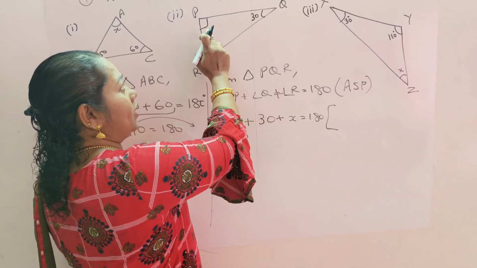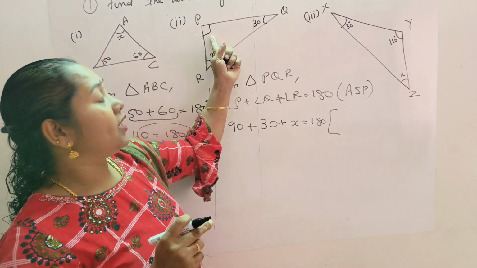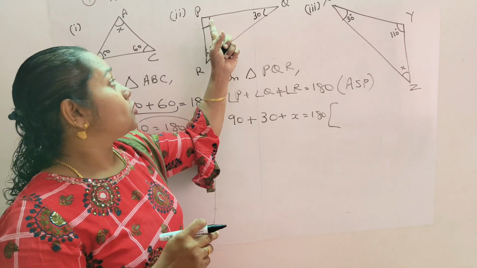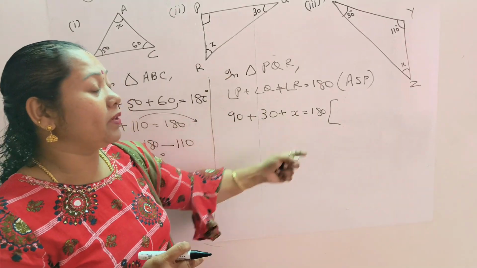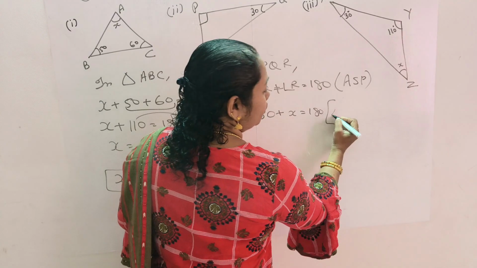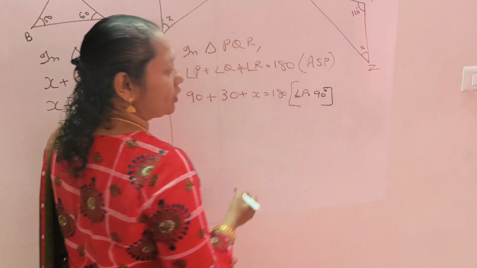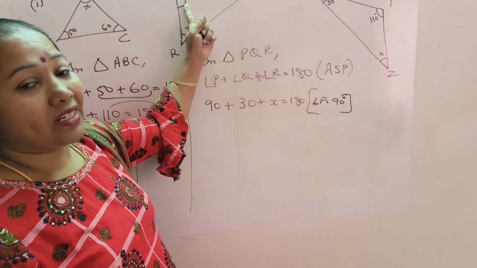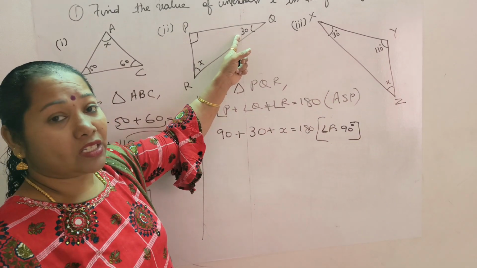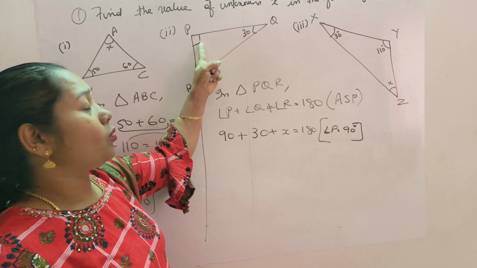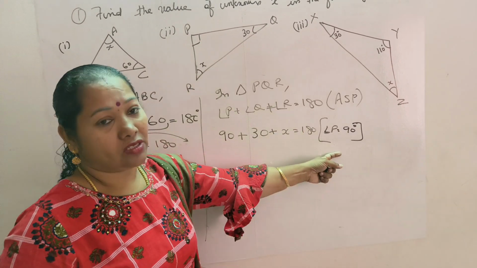But in this question, the angle degree measure is not mentioned here. So hence we have to write the reason. That is, angle P is equal to 90 degrees. You have to write this here because it's not mentioned in the question. It is mentioned as 30 degrees, this is X, but it is not mentioned as 90 degrees. So we have to write this here.